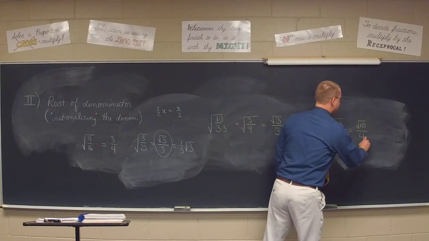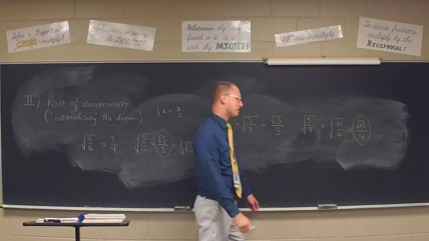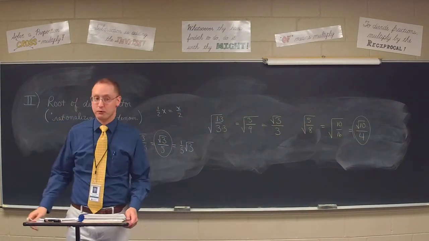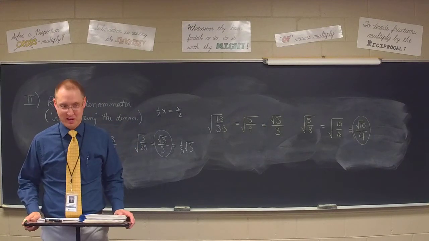What is the square root of the denominator? 4. And so we get the square root of 10 over 4. And that's the example that we see over there on the side. Questions on that example for the second way of reducing radicals?